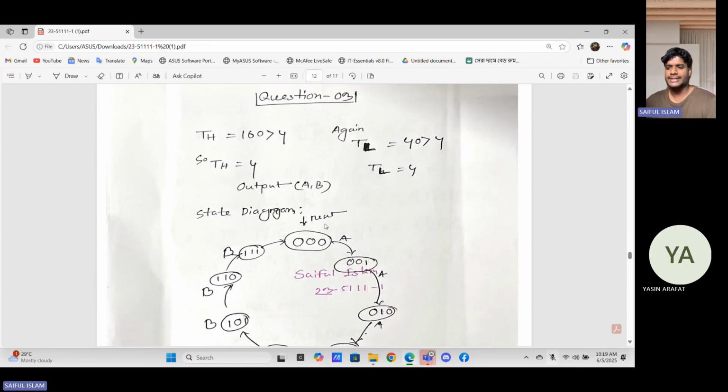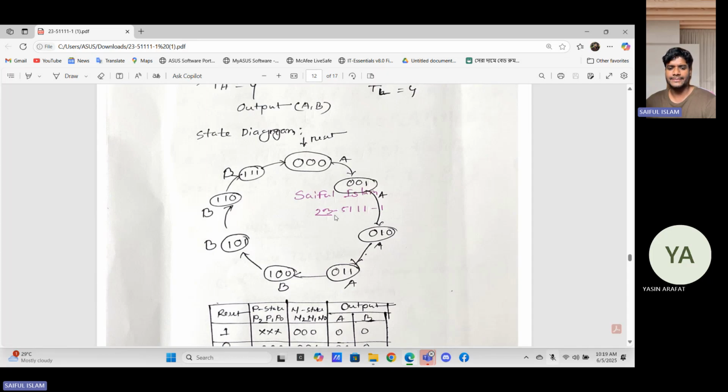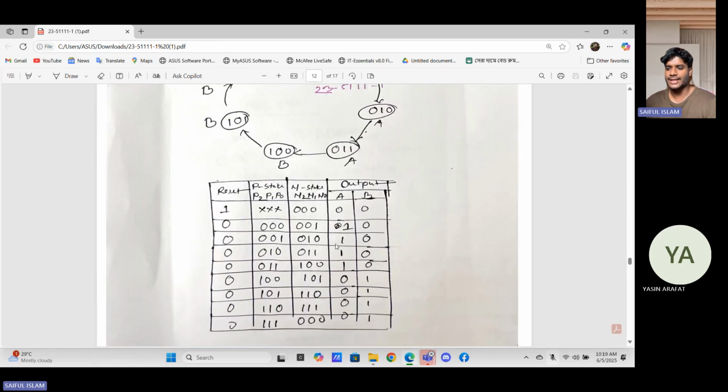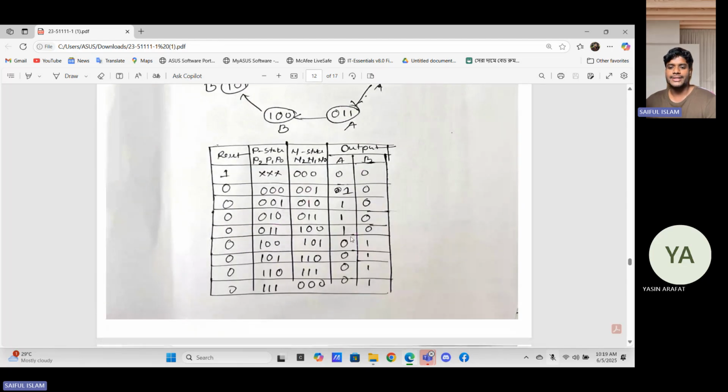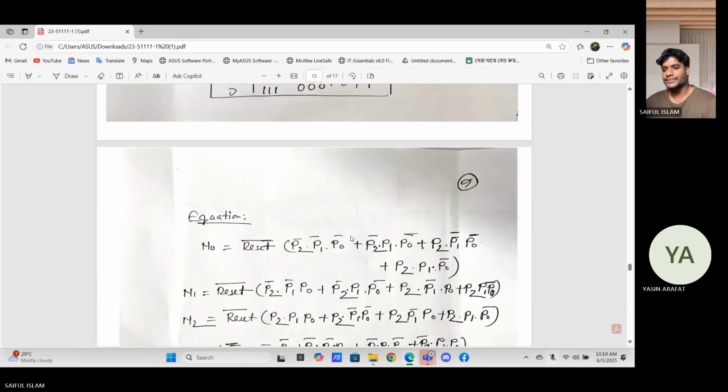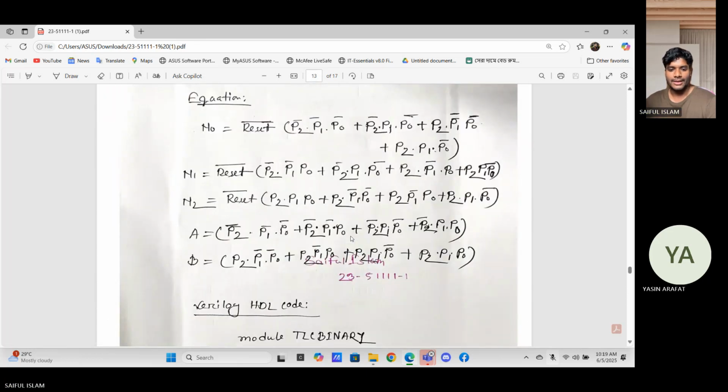Also, I created a state diagram to visually represent the state transitions, and a state table defines the current state, next state, outputs A and B, and counter values required for the state transition.